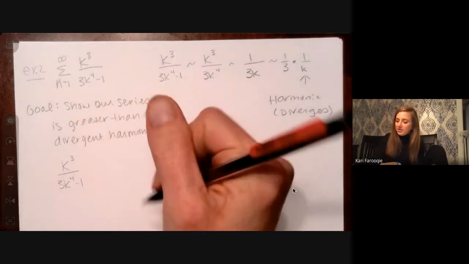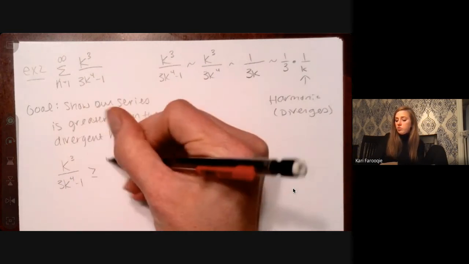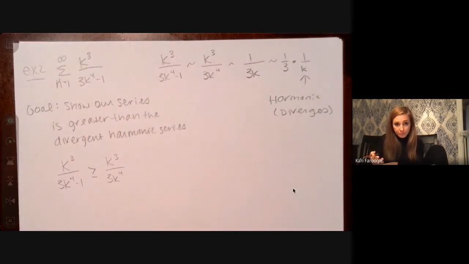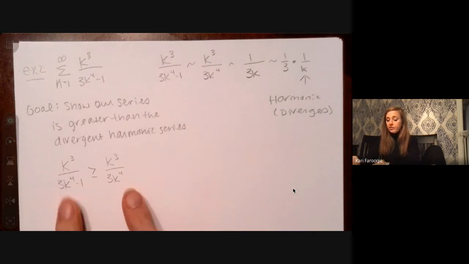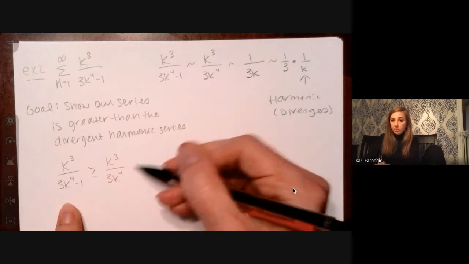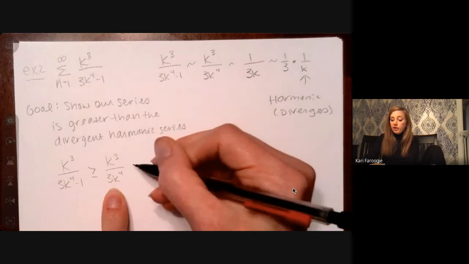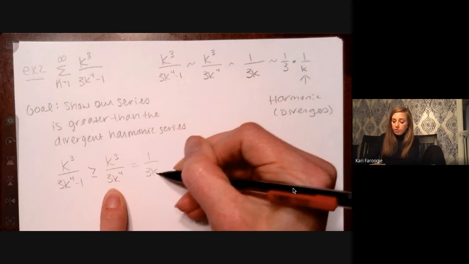All right, so I need to show my series is greater. So I'm going to do this. I'm going to start out saying, okay, this must be greater than or equal to this, and then see if that's true. If it's not true, then you need to take another approach. If I'm subtracting 1 in the denominator, the numerators are the same. This denominator is less than. That means the ratio is more than. So this statement is true. If you would like, then you could even say that this is equal to 1 over 3k.